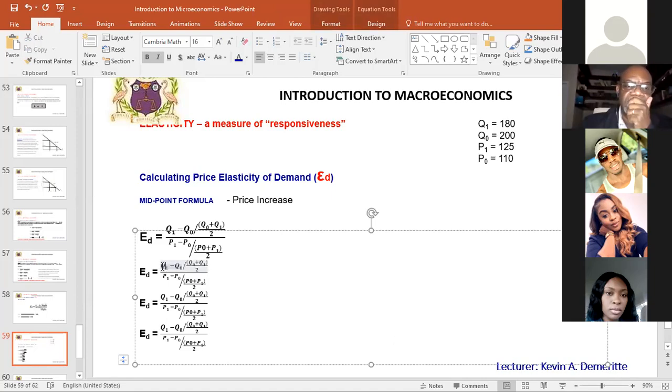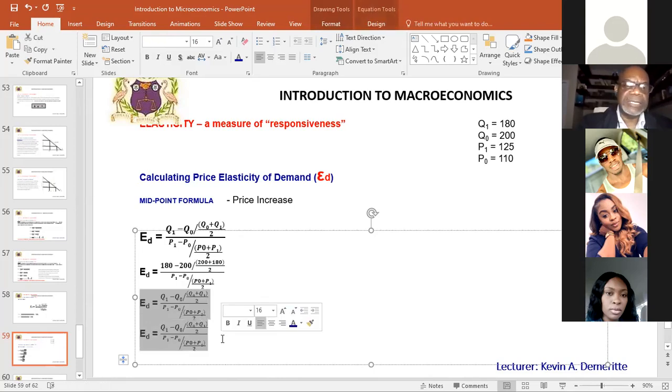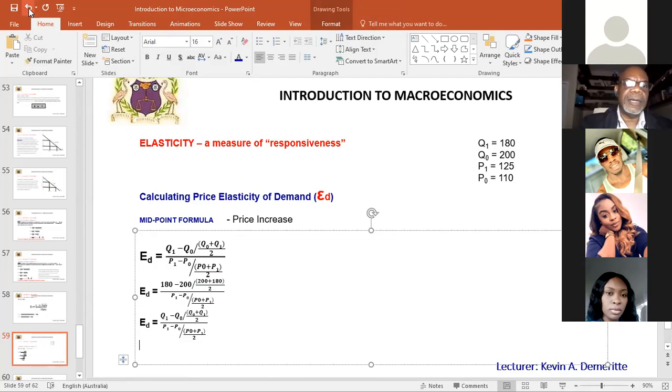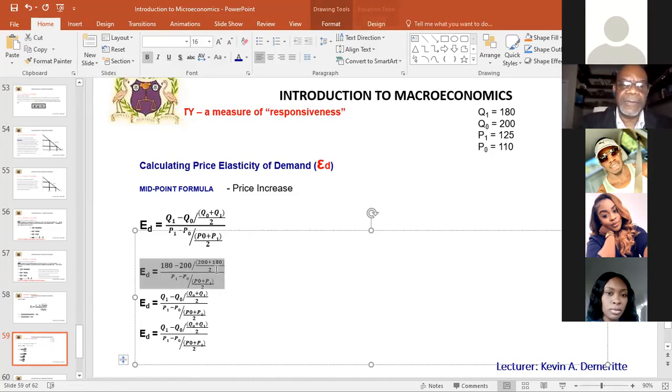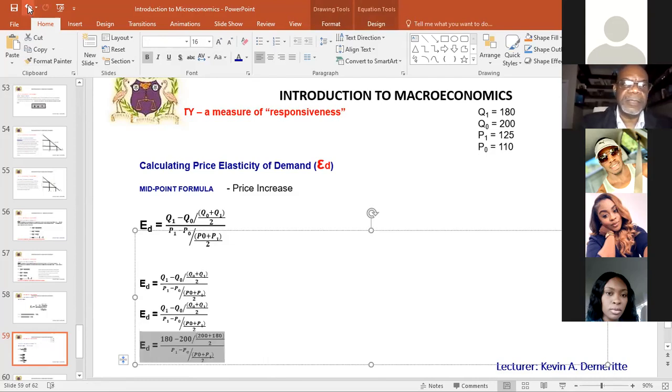Q1 was 180. Q0 was 200. This one, Q0 is 200. Q1 is 180. All right. Is that too small? Let's see what happens. I don't want to do that because I may need those. Maybe I can take this one. No, let's not do that. Why don't we do this? Tab, and take this and put it there. All right.